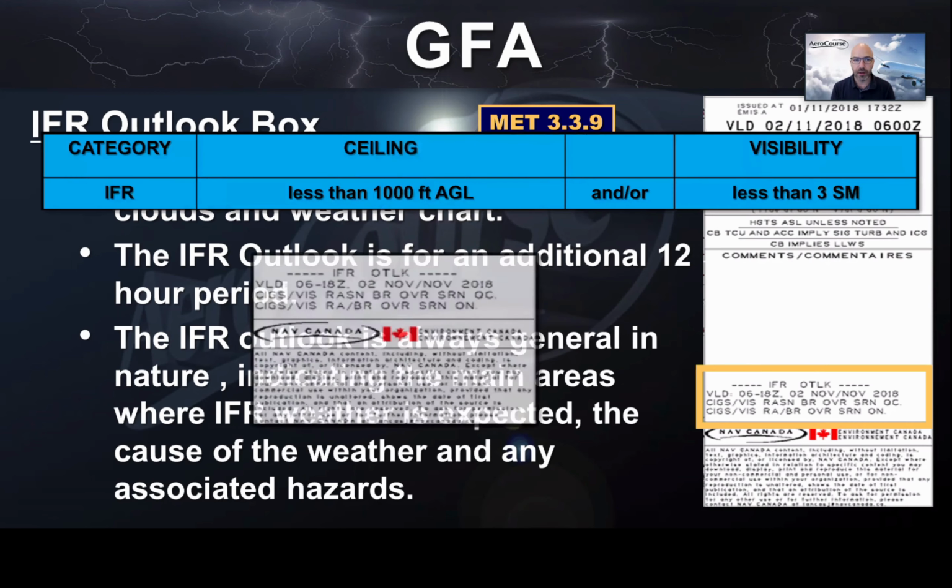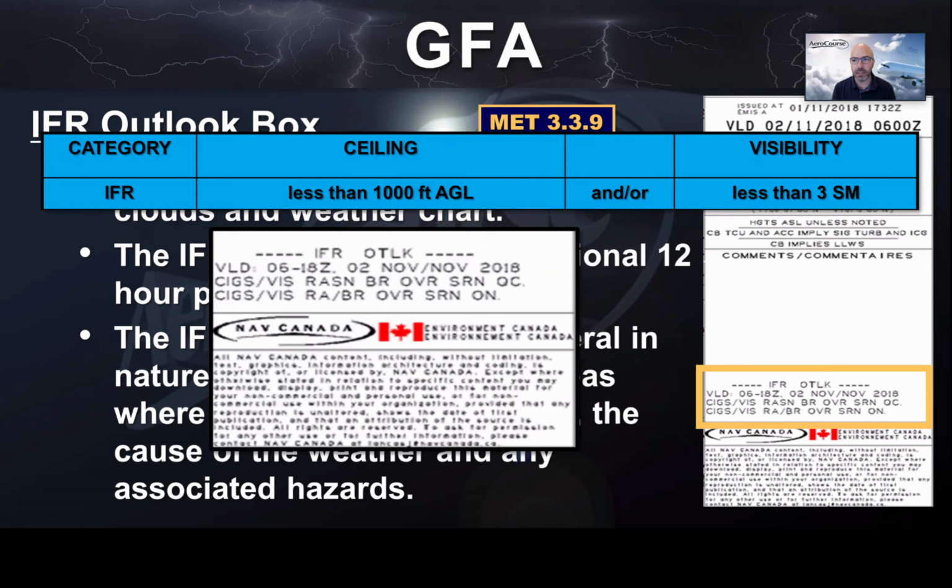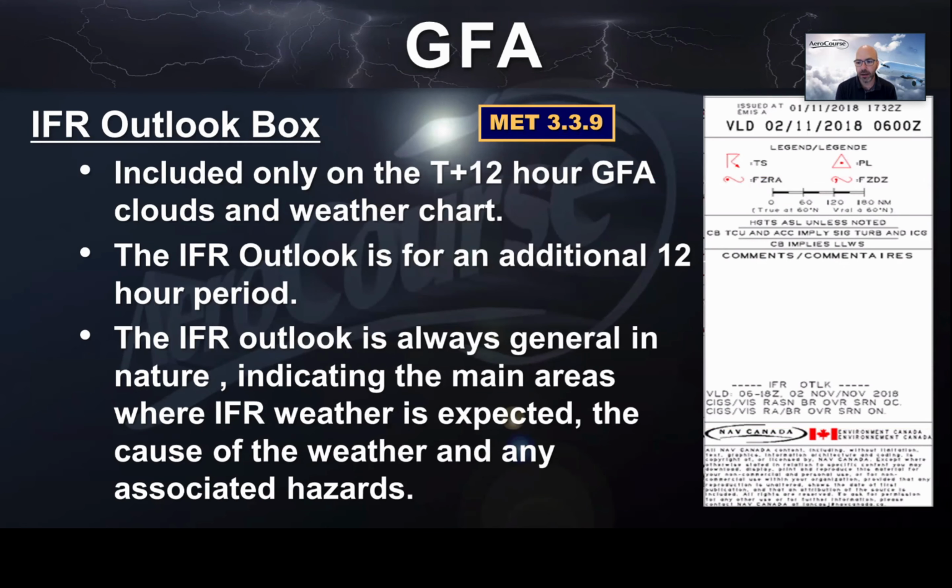Now, what's considered IFR is less than 1,000-foot ceilings and or less than 3 miles of visibility. So in this statement here, it's very simple, and it's just talking about those regions where you could encounter IFR flood. For example, here it says rain, snow, mist over southern Quebec, rain, mist over southern Ontario. You would never want to go flying based on a weather report like that, but they still include it on this chart.